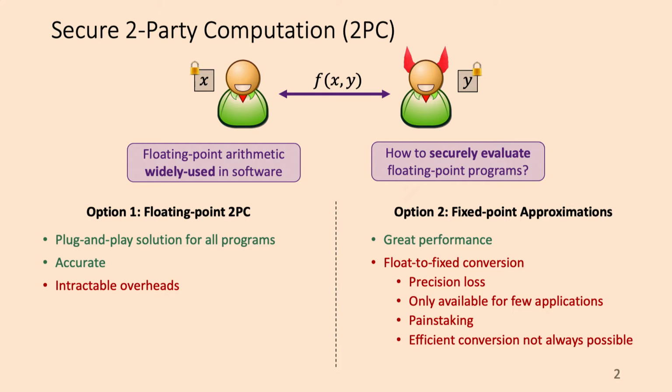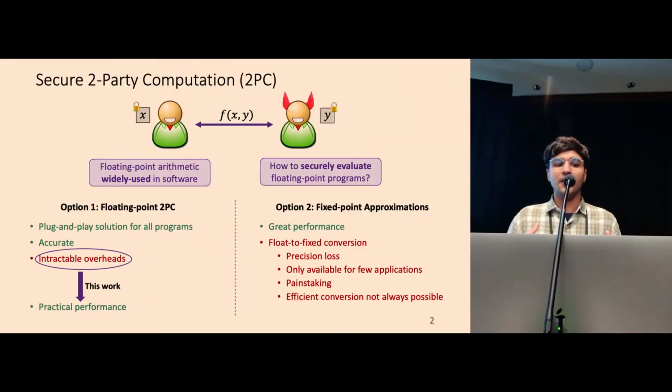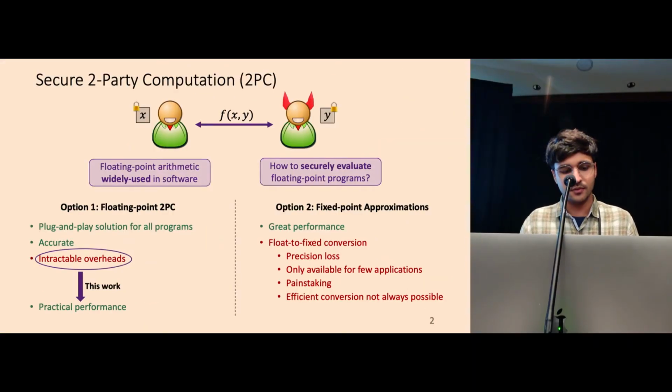The third problem is that this process is quite painstaking, in that if you've ever worked with fixed point code, you would realize that it's a debugging nightmare. You have to choose scale, bit widths. There are a lot of moving parts. And finally, an efficient conversion is not even always possible from float to fixed. So you could even end up with a fixed point approximation which is not efficient, which does not even make sense. Okay, so despite all of these problems, most of the focus has been on option 2. But in this work, we take a different approach and focus on option 1, and actually show that floating point 2PC can actually be practical.